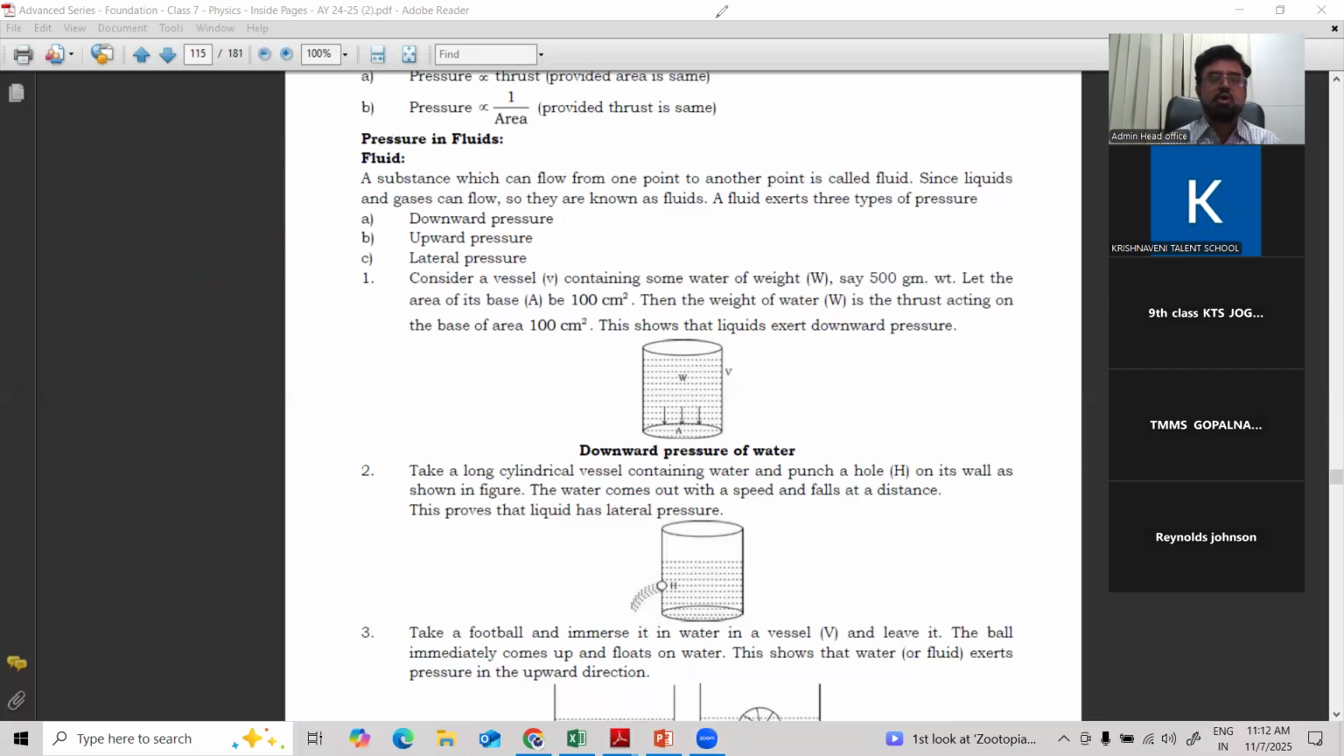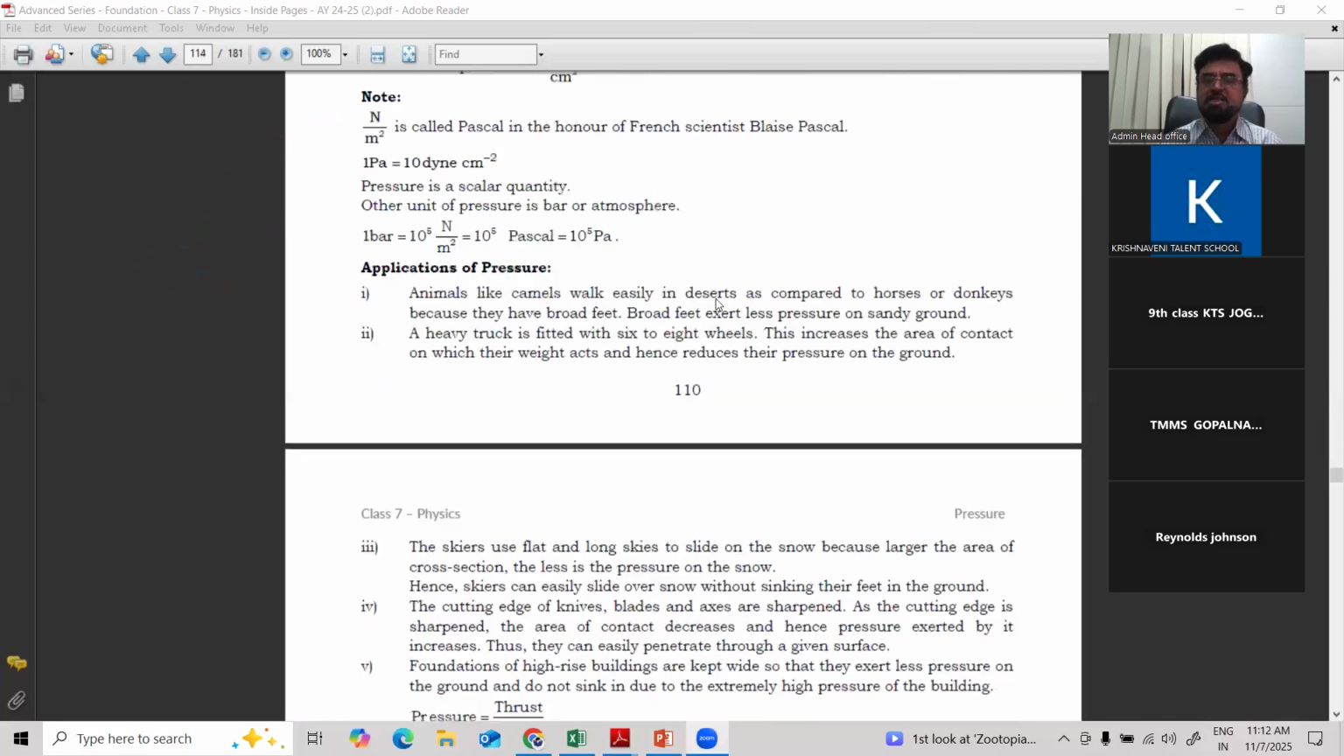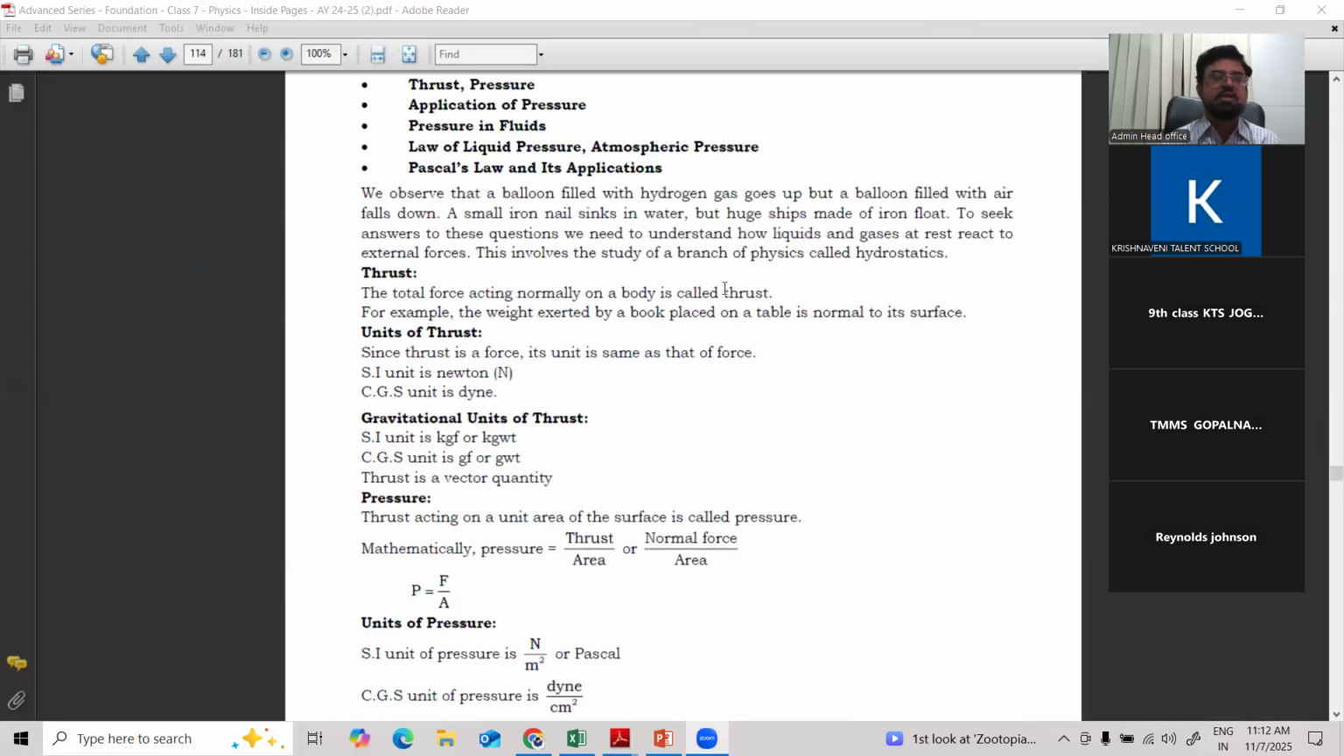Okay. So far we discussed only what is thrust, what is pressure, and the various applications of pressure in our day-to-day life. When the area of contact decreases, the pressure increases, by which we can insert the nail into the wall. The sharp edge of the nail is placed towards the wall and we hit on the large area. When you are hitting like that, automatically the nail is inserted because of the application of pressure.